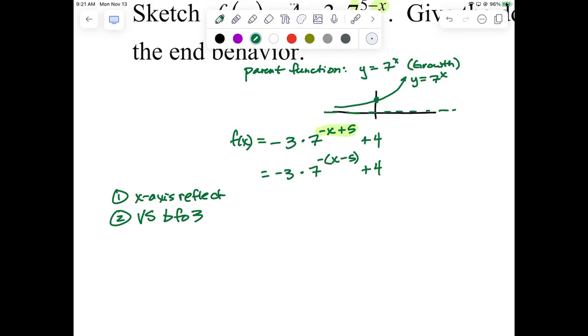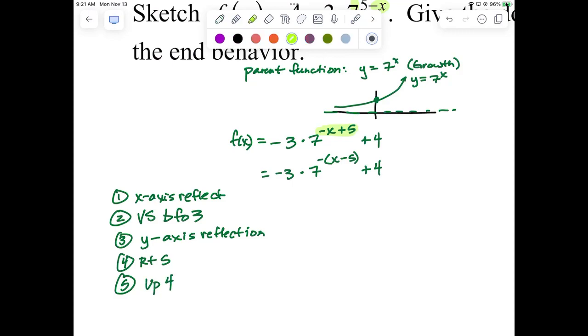The 7 is the base. What's the negative in front of the x do? Y-axis reflection. Good. And then very similar like in the previous problem, the minus 5 will move it right 5. And then the plus 4, the fifth and final transformation, moves it up 4.